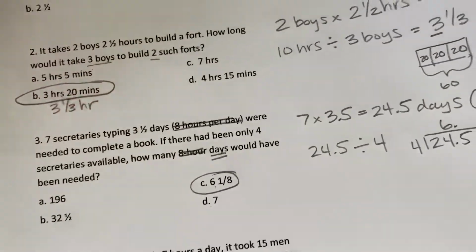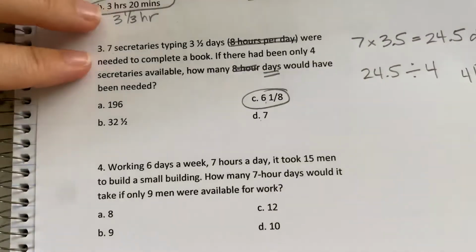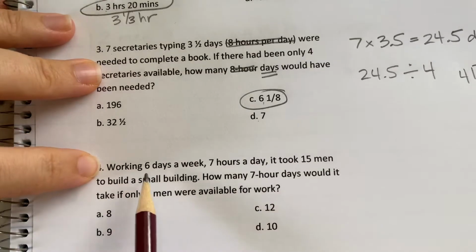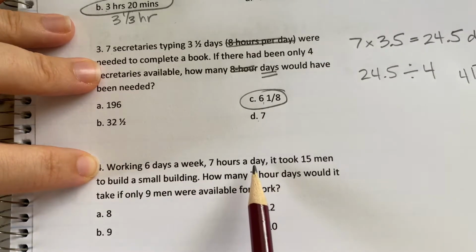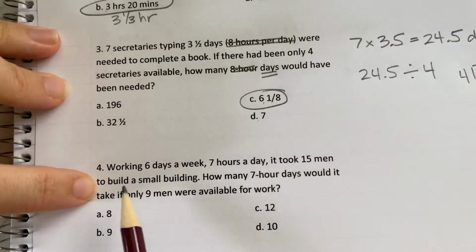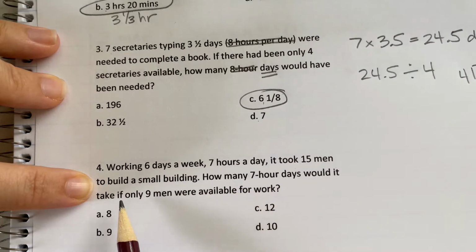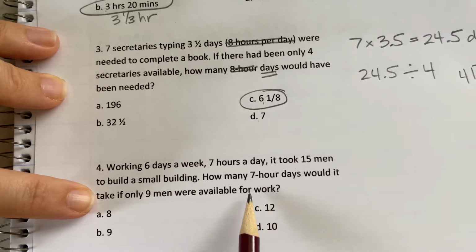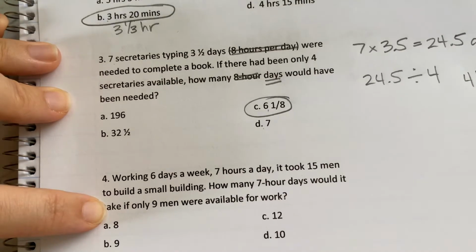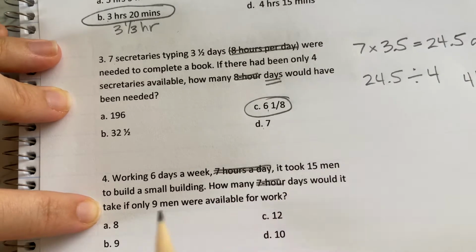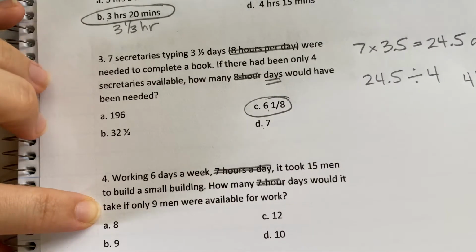All right, go ahead and try setting up number 4. Okay, this says working 6 days a week, 7 hours a day, it took 15 men to build a small building. How many 7-hour days would it take if only 9 men were available for work? So again, they're trying to throw you off. This 7-hour situation, we don't care about that. They want to know how many days would it take if only 9 men were available for work.